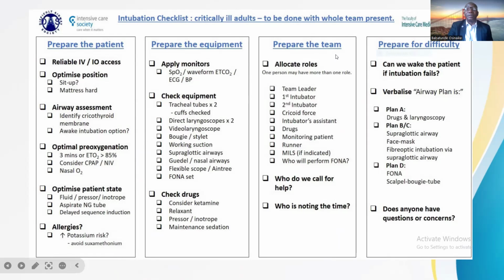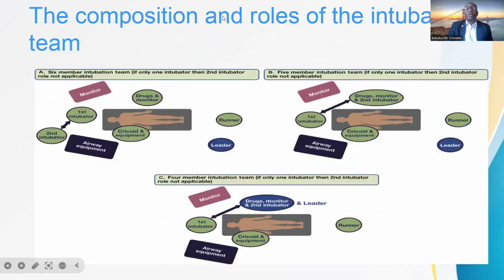Okay, so this is the composition and roles of the intubating team. You can have a 6-member intubating team. If there is only one intubator, then the second intubator role is not applicable. For example, you have the first intubator, and the second intubator might just be on standby. If the first person fails or for one reason or the other cannot continue, the other person can take over.